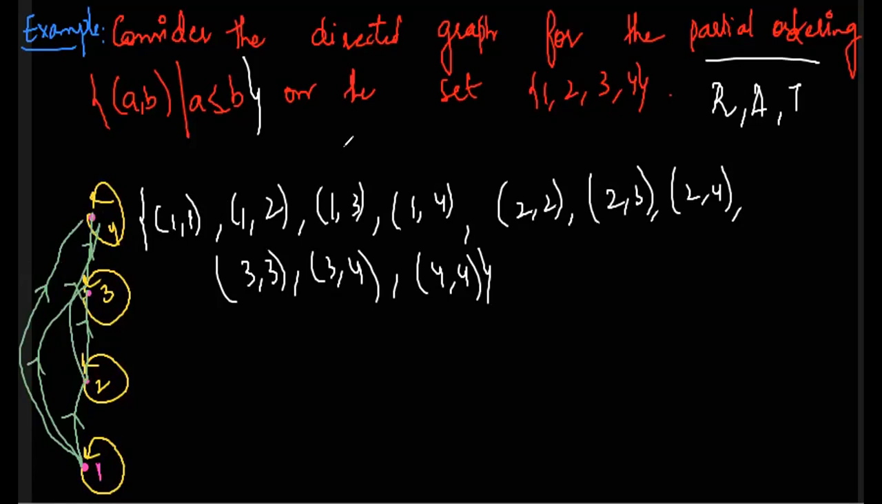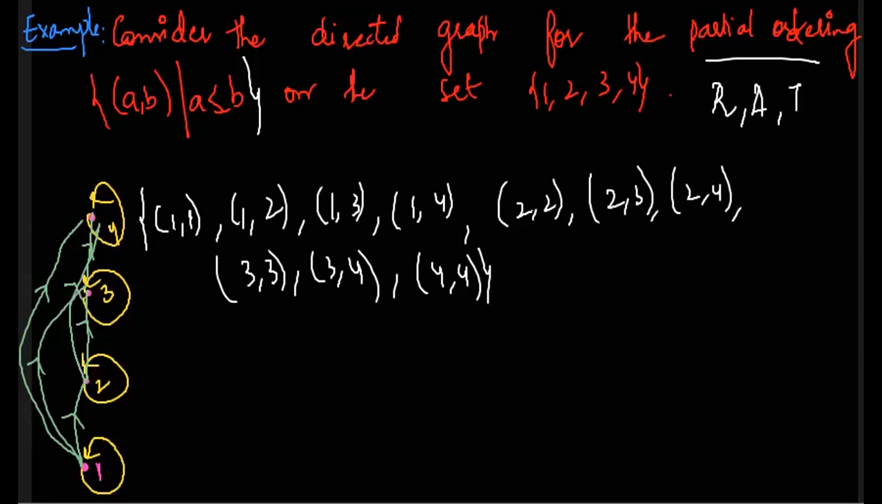Now, what were the conditions for a partial order to create a Hasse diagram? To create a Hasse diagram, we are supposed to remove all the loops, remove all the transitive relations, and then remove the directions also. First and foremost, in the next step, we will remove the loops.